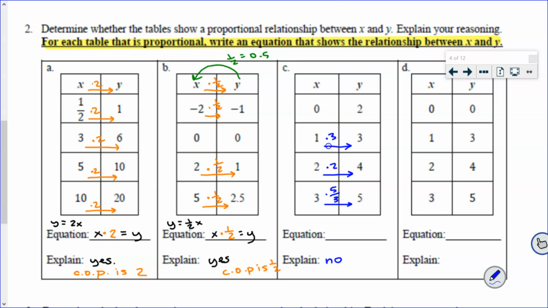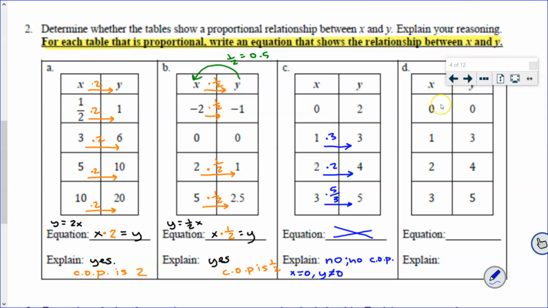The thing to note is, are these the same number? No. So my explanation can be one of two things. I can say no, because there is no COP, which means, do we need to worry about an equation? Nope. You can also say x is 0, y is not 0, and it should be if it were proportional. There's my explanation.